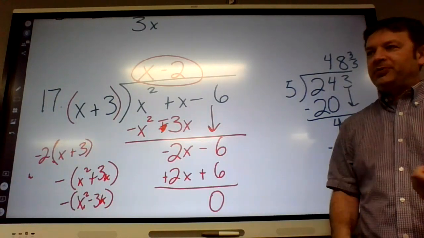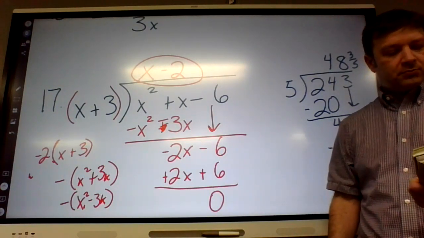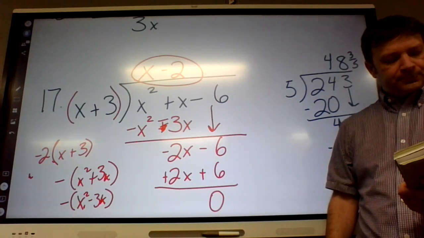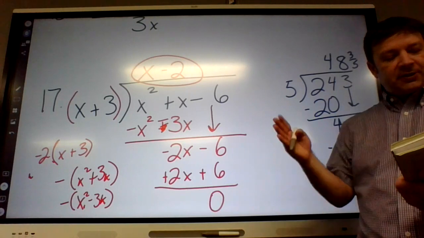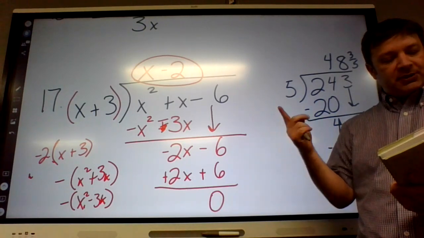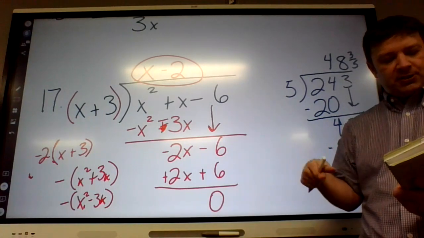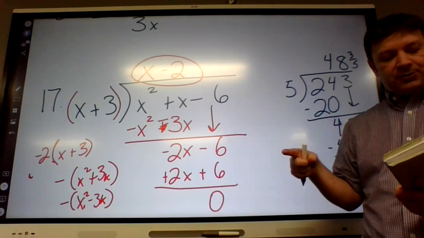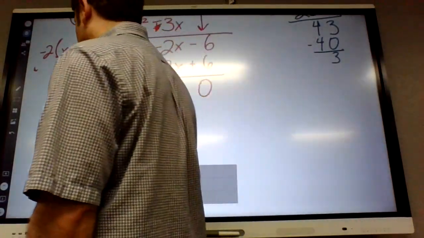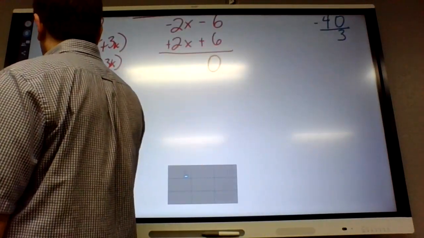Is there an easier way to find this? Kind of, but it's an algebra 2 trick. So it looks like the first 4 have no remainders. So if you do it right, 17, 18, 19, 20, no remainders. And then 21 through 24 do have remainders. So they start off a little bit easier. Okay, let's try 19.